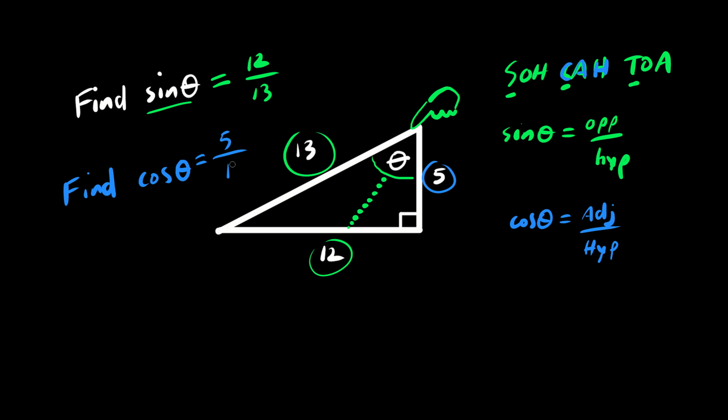5 over 13, the hypotenuse. So cosine theta is the ratio of two sides. It's adjacent over hypotenuse, which is 5 over 13. So this is correct.